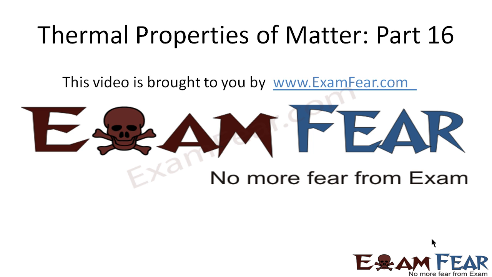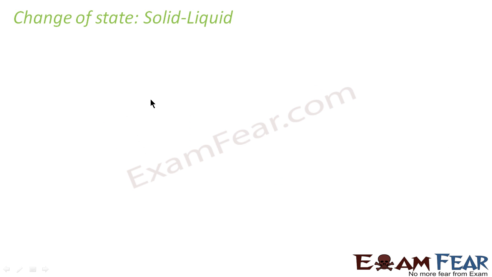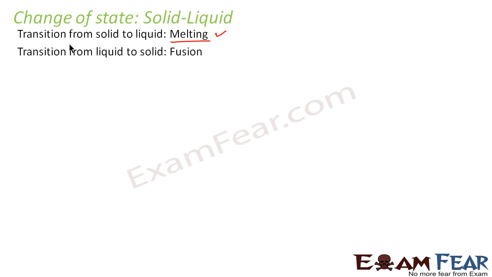Please make sure that you have watched all the videos from part 1 to part 15 before going ahead with part 16. So now let us look at change of state from solid to liquid or from liquid to solid. Transition from solid to liquid is known as melting. Melting is a common term which we normally use when we say that the ice melted to water. That means the ice which was in solid state got converted into water, which is the liquid state. So transition from solid to liquid is known as melting, whereas transition from liquid to solid is known as fusion.